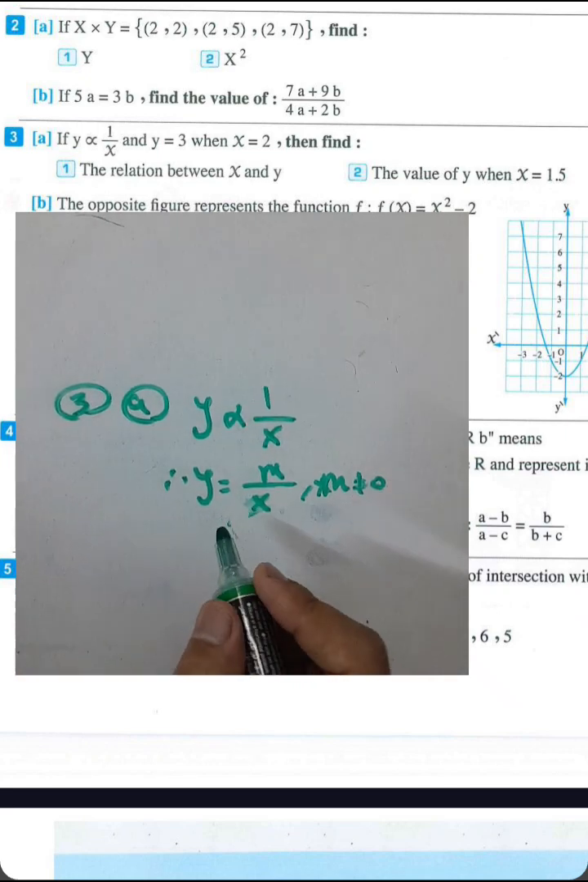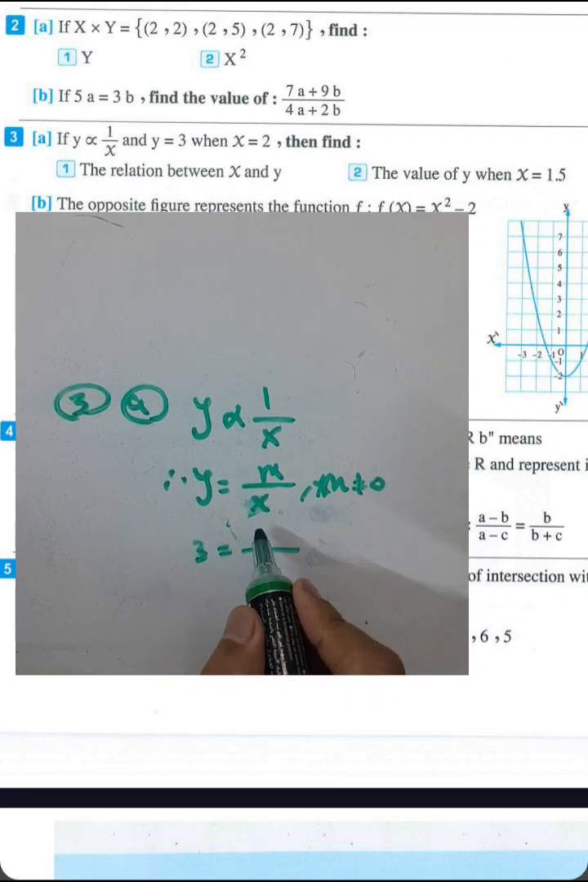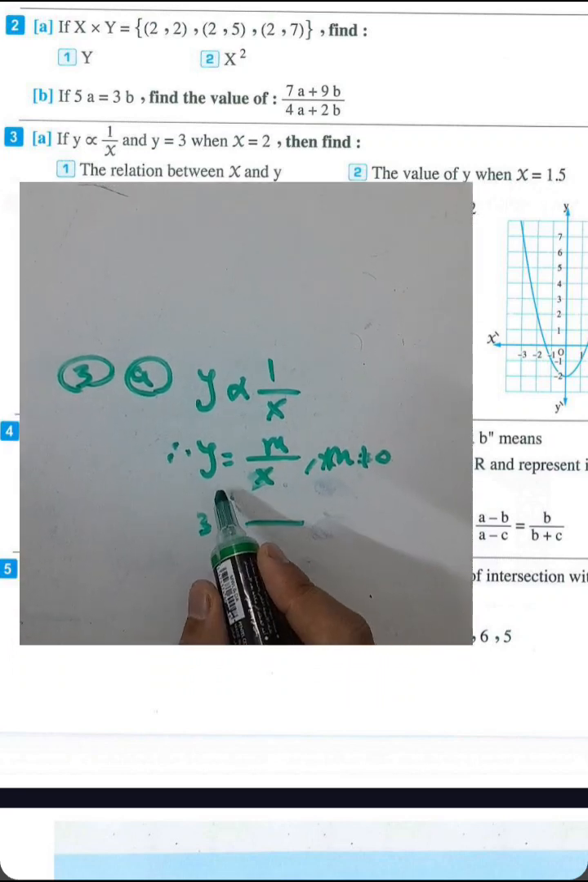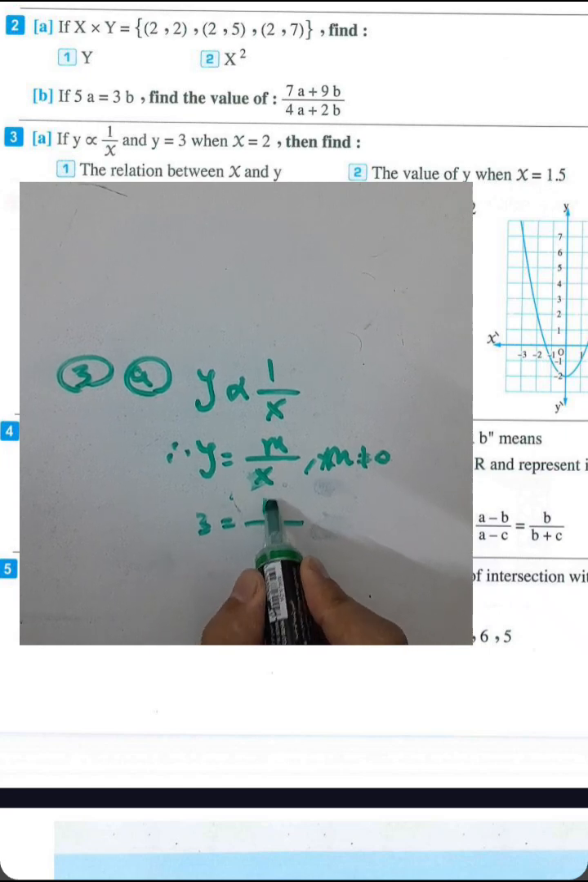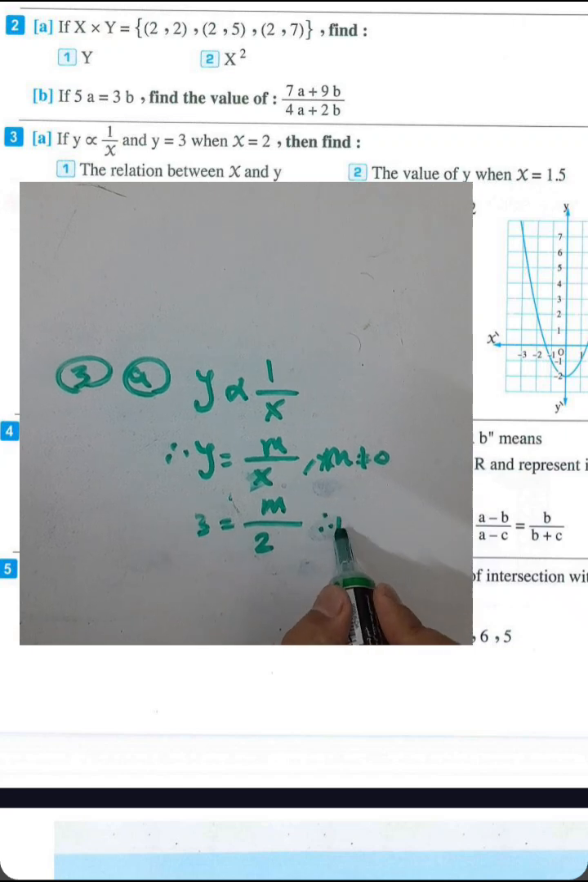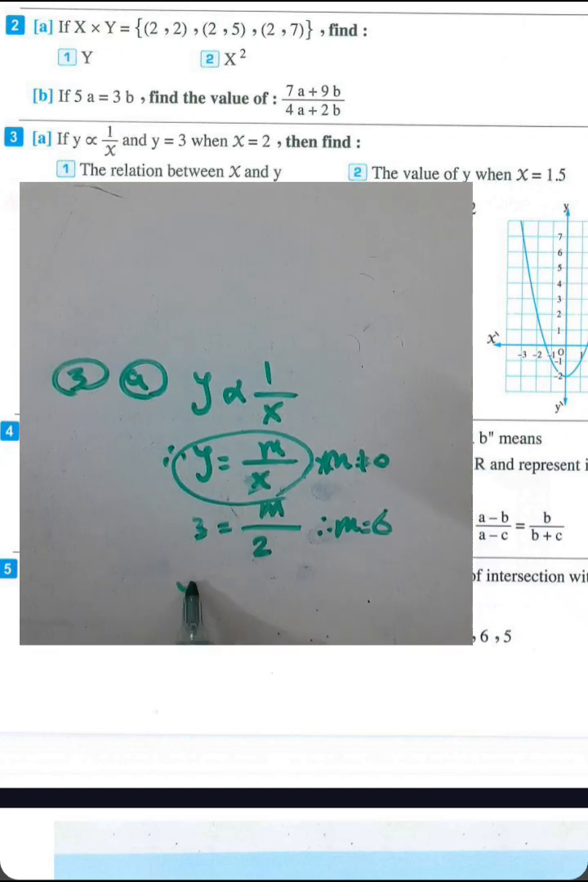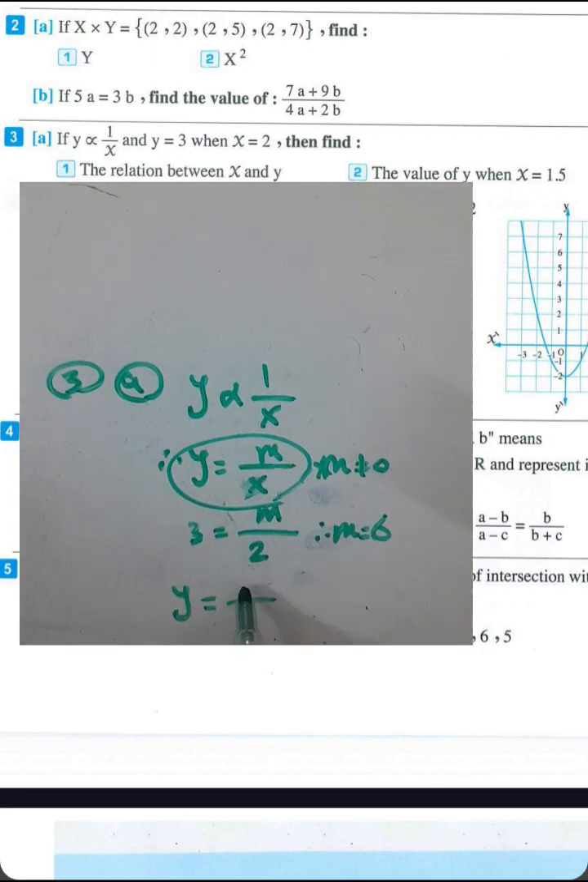He gives us y equals 3 when x equals 2. Then the constant m will be 2 times 3 equals 6. Then we can write the relation: y equals, putting m here, 6 over x. It's the relation between y and x.